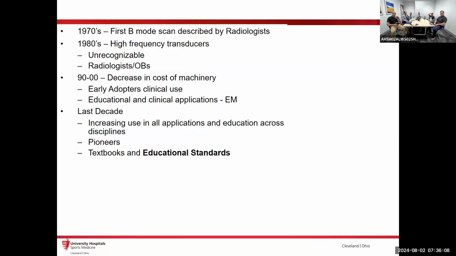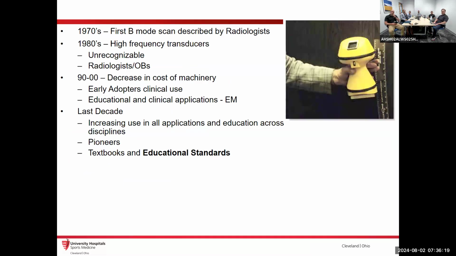So in the 70s, you had the first B-mode scanning, which was described by radiologists. In the 80s, you developed some high frequency transducers. They were unrecognizable because the screen was that little tiny window at the top there. But radiologists and OBs were using it to listen to heartbeats of babies or fetuses. In the 90s into the early aughts, you started to see the decrease in the cost of the machinery. You started to have some early adopters for clinical use, and some education in clinical applications, especially in the emergency department.